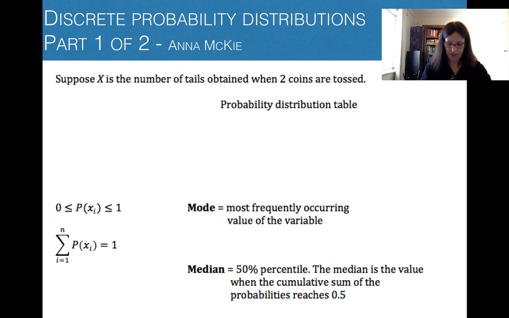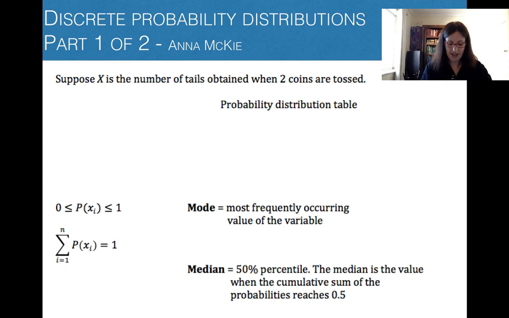So let's start with this example where we have the number of tails obtained when two coins are tossed. So that's what capital X is representing. We need to draw a probability distribution table. As you get better at these, you'll be able to just draw them without thinking, but I'm going to show you through a tree diagram where the values come from.